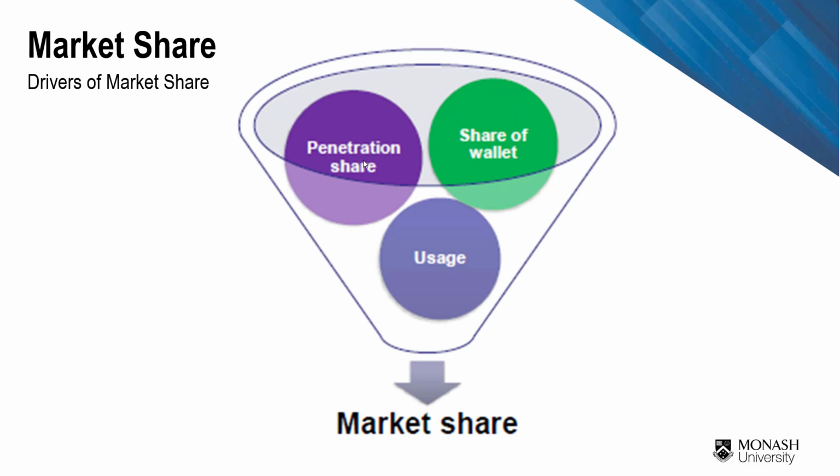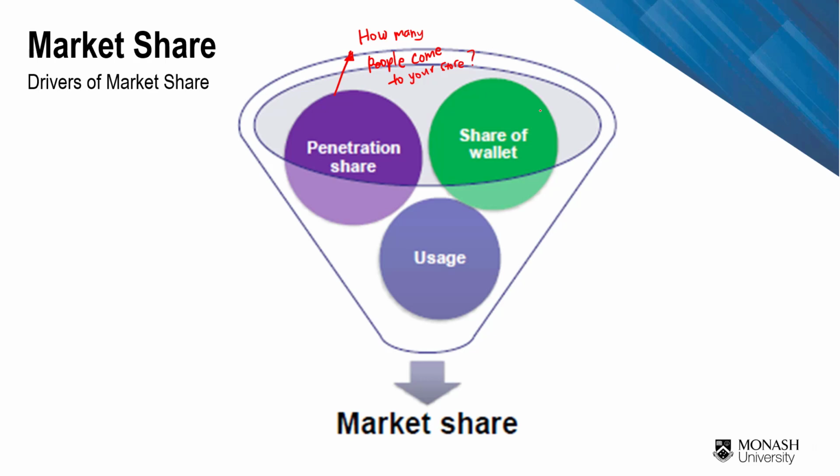The first one is what we call penetration share. The second one is share of wallet. And the third one is usage. Now, let me just give you a brief idea of what's going on. Penetration share is how much people actually shop in your store, for example. So I'll say how many people come to your store, right? Because that's penetration. So the more people come to your store, the better.